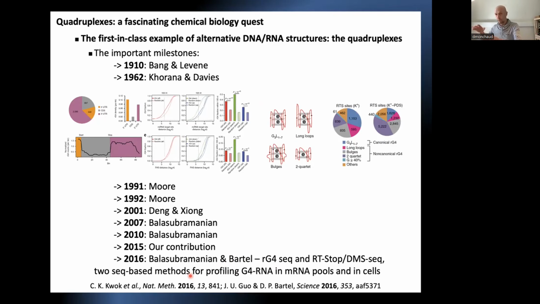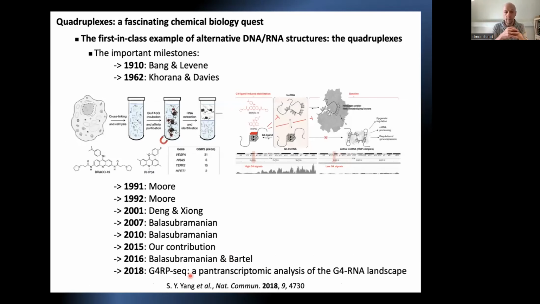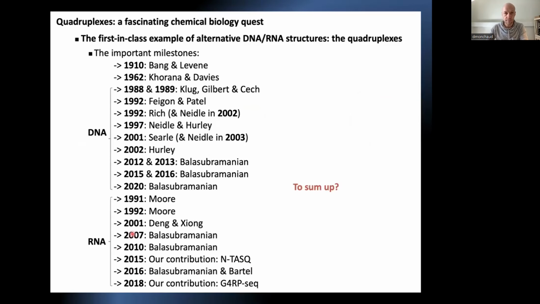And the conclusion of Shankar was, no, in fact, they do fold, and they fold abundantly in living cells, but they disagree on that point. So we developed a technique called G4-RIP-seq, or the G4-RIP-seq, to demonstrate that, yes, G4 can fold within living cells. But again, we will discuss this a bit later. So this is the whole story of the quadruplexes.